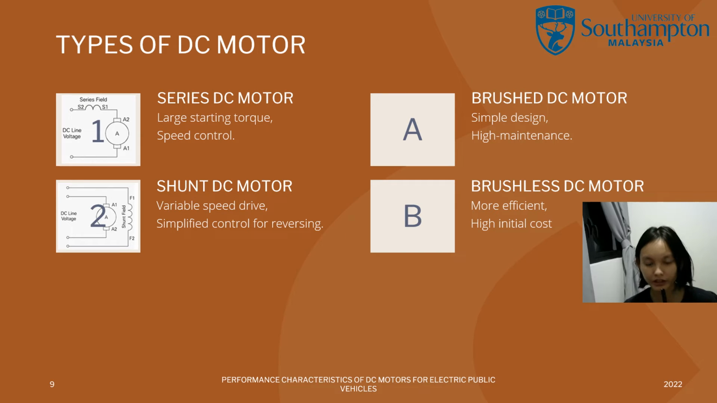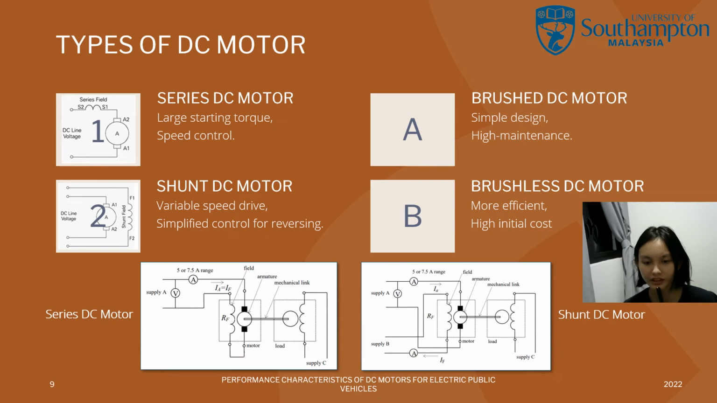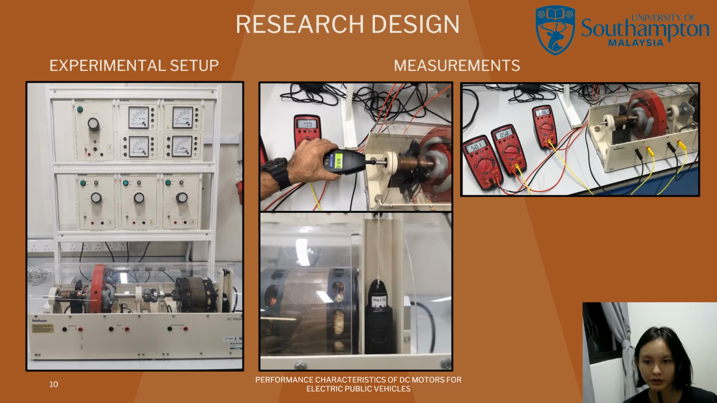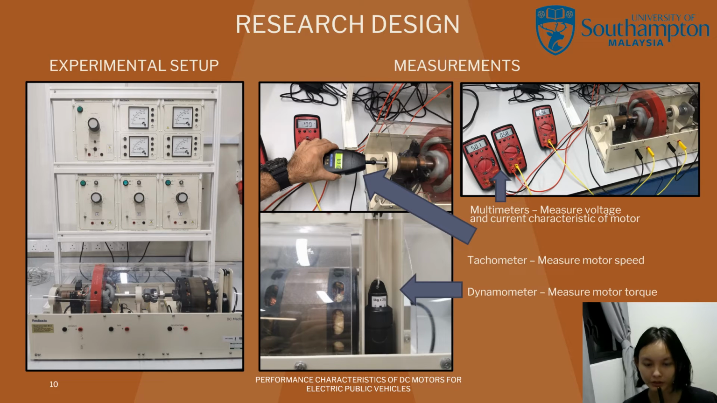DC motors can be further categorized into series DC motor or shunt DC motor. The configurations are shown below. This can be implemented as a brushed or brushless DC motor. For our research, we will concentrate on the brushed DC motor due to the simpler design and its availability. This is how the experiment was conducted using DC motor experimental setup. We make use of the multimeter to measure the voltage and current characteristic of the motor, tachometer to measure the motor speed, and dynamometer to measure the motor torque.